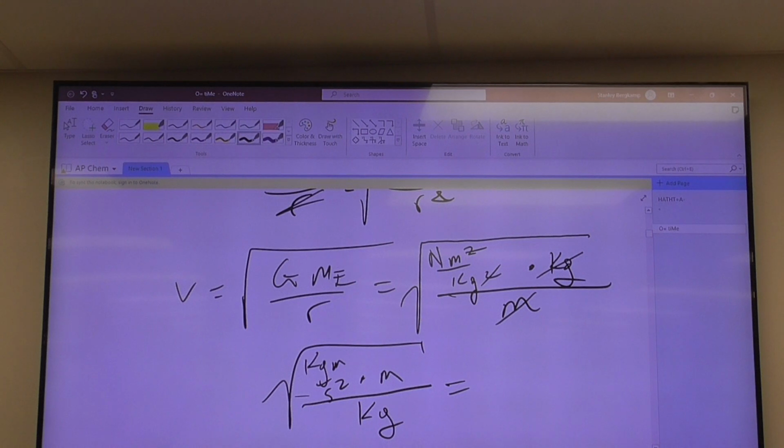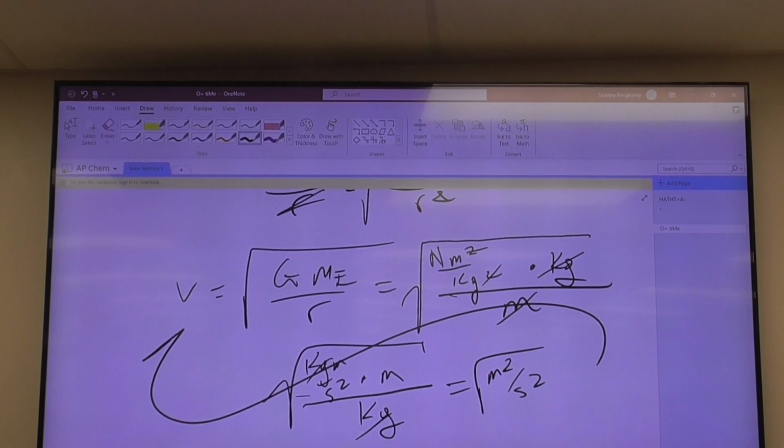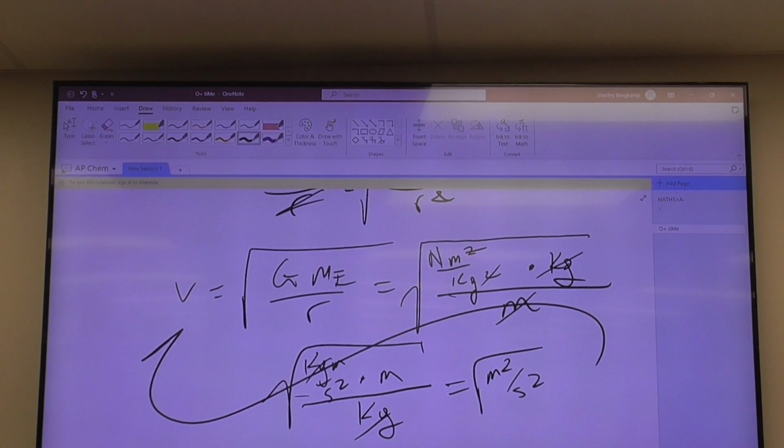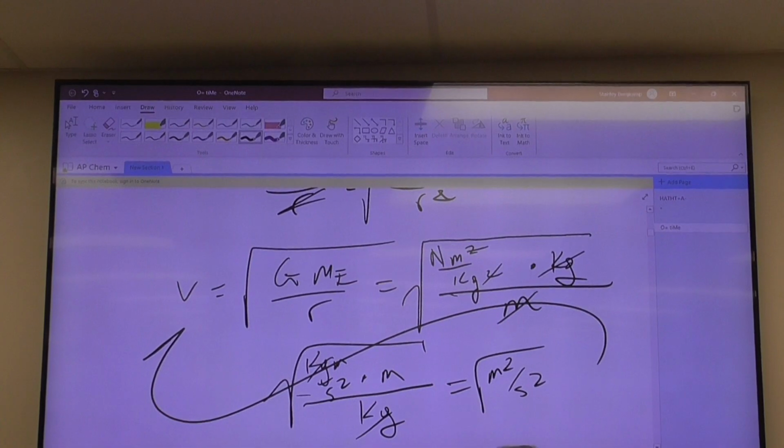Now, I still have multiplying it by a meter, and I'm still dividing it by a kilogram. So now what's going to happen to my kilograms? And you get the square root of meters squared over seconds squared, which gets you meters per second. Now, if that doesn't work out, the equation is dead in the water. If I don't get units of meters per second out of that equation, no matter how cool it is, it doesn't matter.